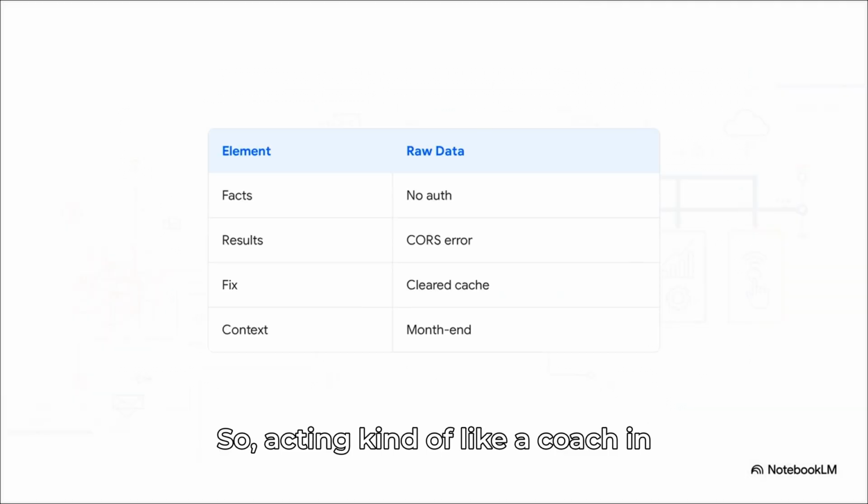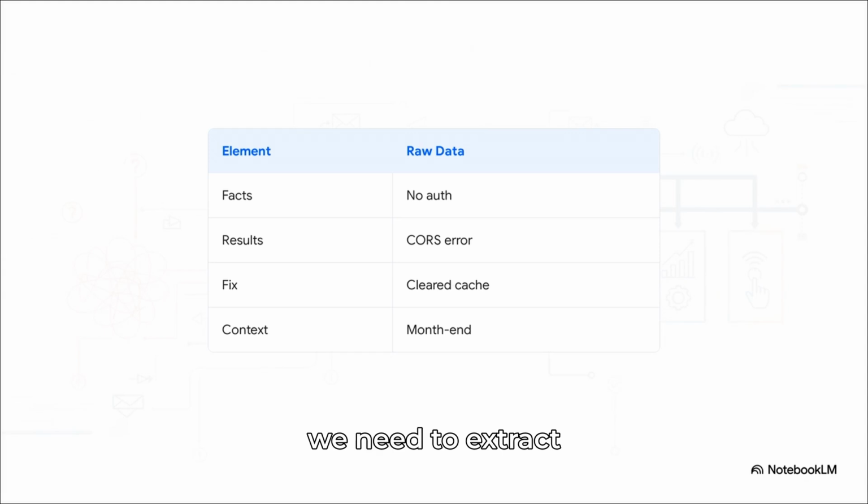So, acting kind of like a coach in the film room here, we need to extract our raw, structured data before we write a single sentence. Let's break it down. Our validated facts: users cannot authenticate payments. Our diagnostic results: we have a specific CORS error on the checkout API. Attempted remediation: Level 1 already cleared the cache and tested alternate browsers. And finally, the crucial business context: it's month-end close with a very high volume of transactions.